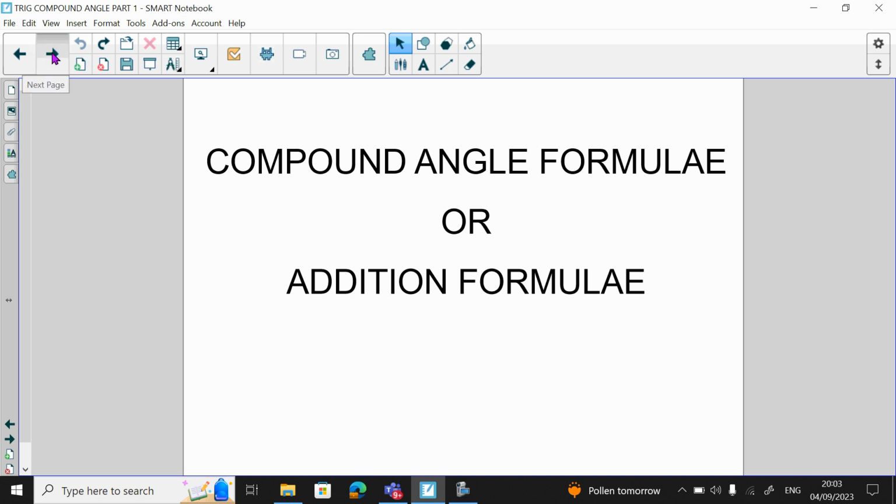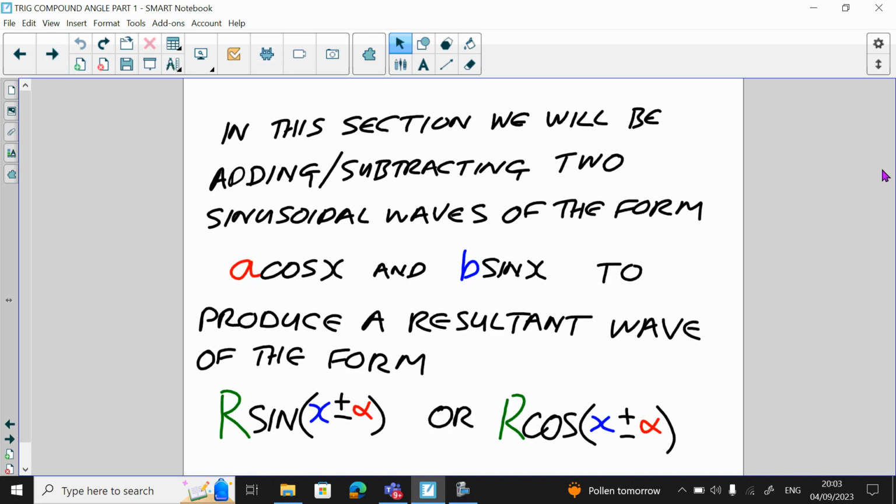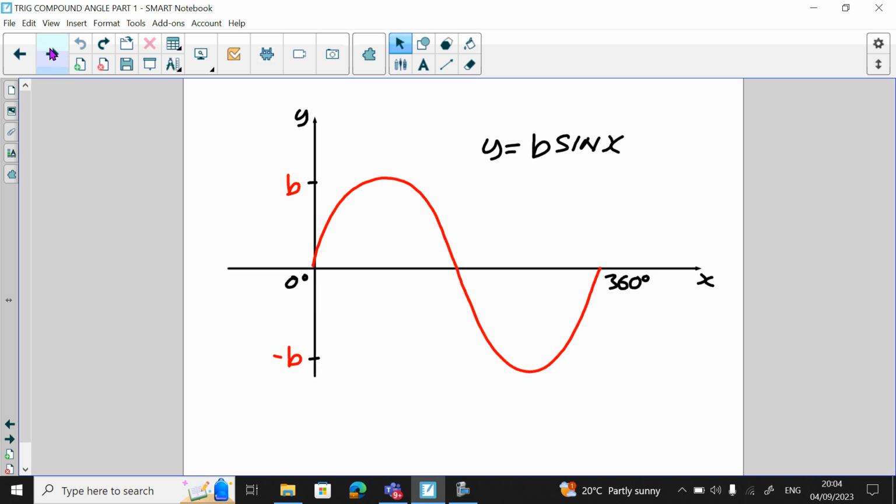A lot of this stuff here, there's lots of words going on, but what we're doing here is adding two sinusoidal waves, cosine and sine waves. If you add two waves together, they will produce one resultant wave, and you can describe it as either a sine or a cosine, even though they are related to each other. So there you go.